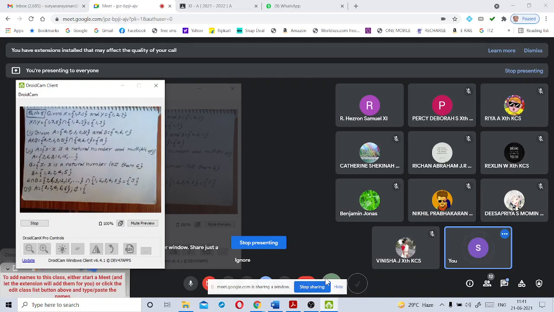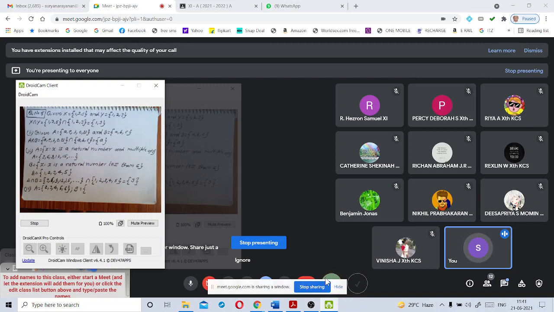Now tell me set B, Richen. My dear Richen, read that set B once. Set B is equal to the set of all x such that x is a natural number and 6 less than x less than 10.